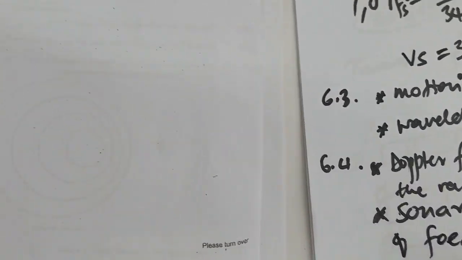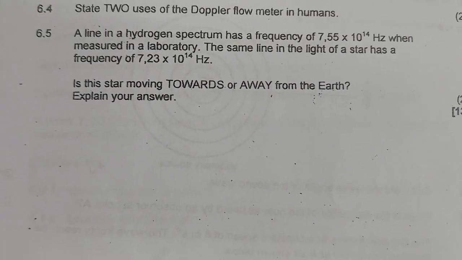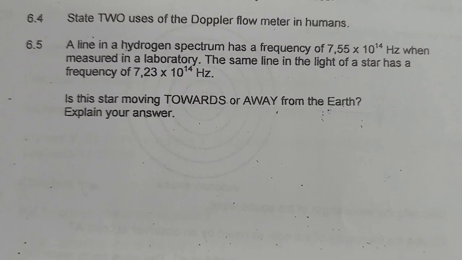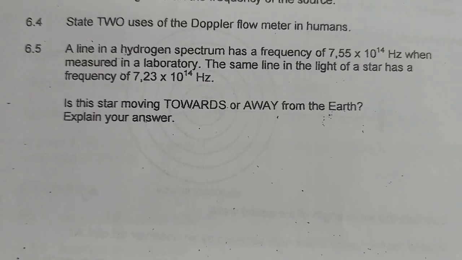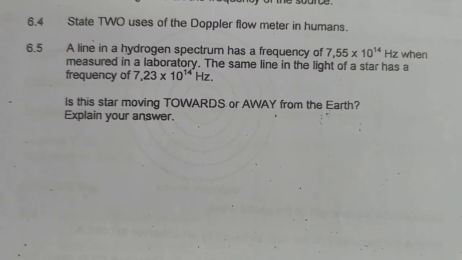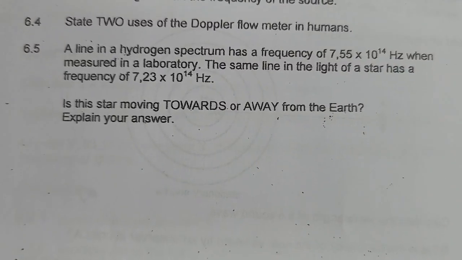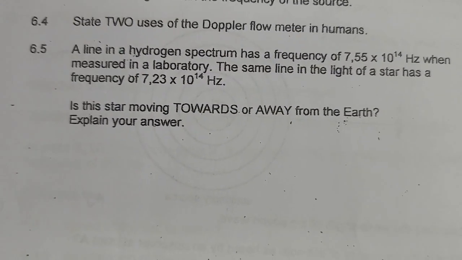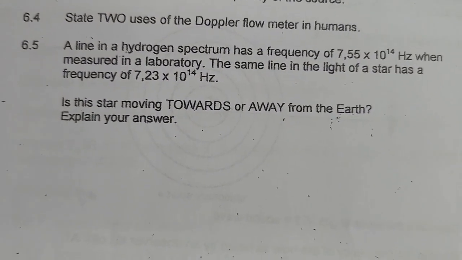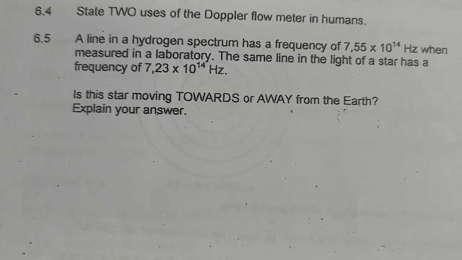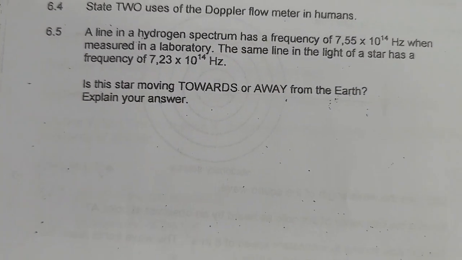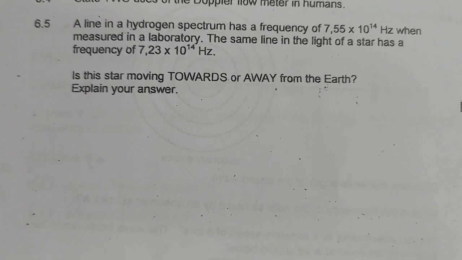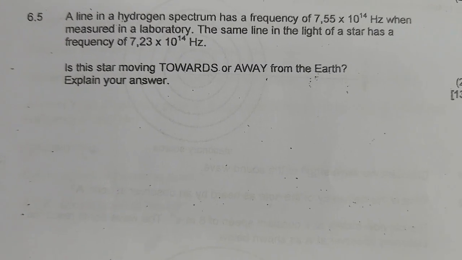Fine. 6.5, which is the last one. They say a line in a hydrogen spectrum has a frequency of 7.55 times 10 to the exponent 14 hertz when measured in a laboratory. The same line in the light of a star has a frequency of 7.23. Just look at the two frequencies. It means that the frequency is decreasing. If the frequency is decreasing, Doppler says the movement will obviously be away. They're asking, is this star moving towards or away from the earth? It will be away.